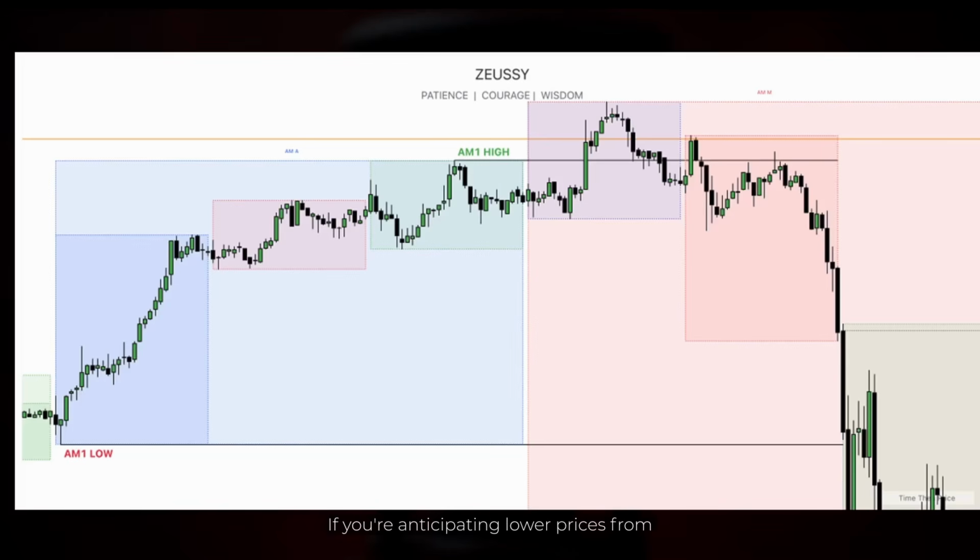If you're anticipating lower prices from the bigger fractals, you can aim for full bulls, meaning you can aim for bigger objectives. If you are trading without an understanding, however, of the bigger fractal and it's not clear to you, that is when you partial or take profit aggressively.